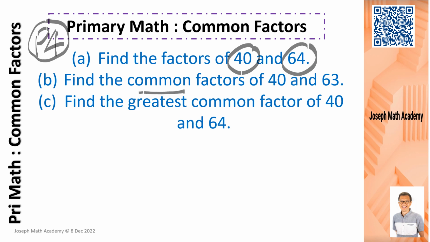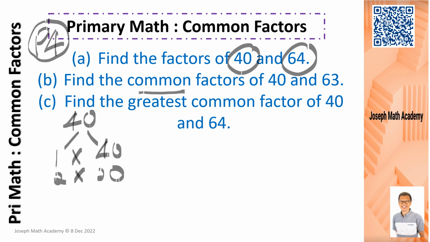Let's try to do this slowly. Let's do 40 first. So 40 comes from 1 times 40. That's one pair or one set. 2 times 20. And then we have 4 times 10. And then 5 times 8. Remember, we skip number 3 because when we take 40 divided by 3, it gives us a remainder.